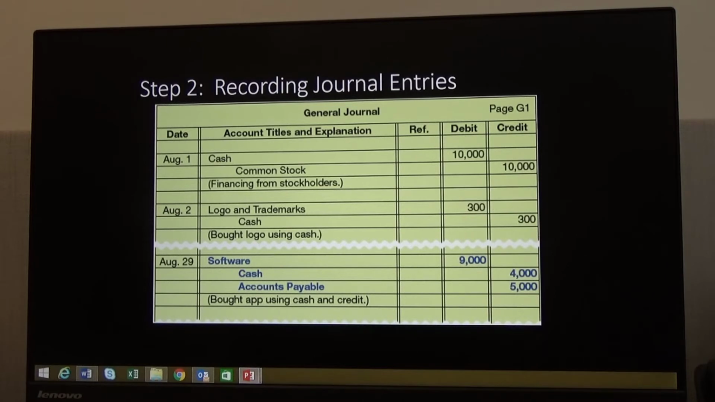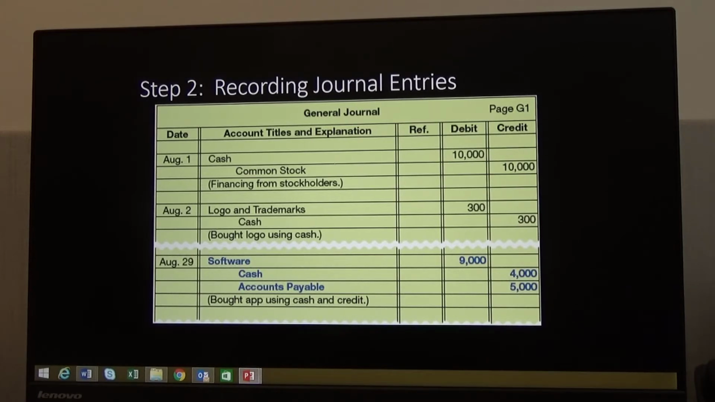The second transaction you see there in the journal is a debit to logo and trademarks. Logo and trademarks is an intangible asset that represents those resources that the company has. You're probably all familiar with the fact that most companies have a logo that distinguishes them at a glance, and many of them also have trademarks. And those logos and trademarks have value to the company. And in this case, they bought their logo and they used cash to do it. So the logo and trademark is an asset account that increased in this example, and the cash is an asset account that decreased in this example.